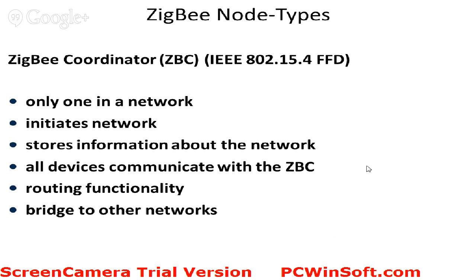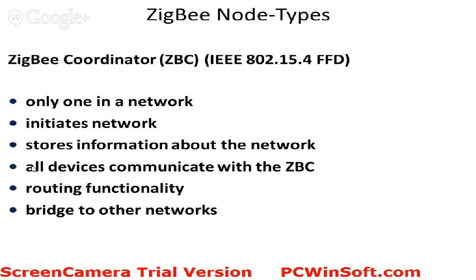So what is a ZigBee coordinator? It is basically the central figure in a ZigBee network. In any type of topology, either tree or mesh or star, there should be at least one ZigBee coordinator. It is only one in the network. It initiates the network. Whenever the network is initiated, a channel is selected, and a PAN ID is assigned. A network address is assigned, which usually the coordinator takes as address 0x0000, and then it stores information about the network.